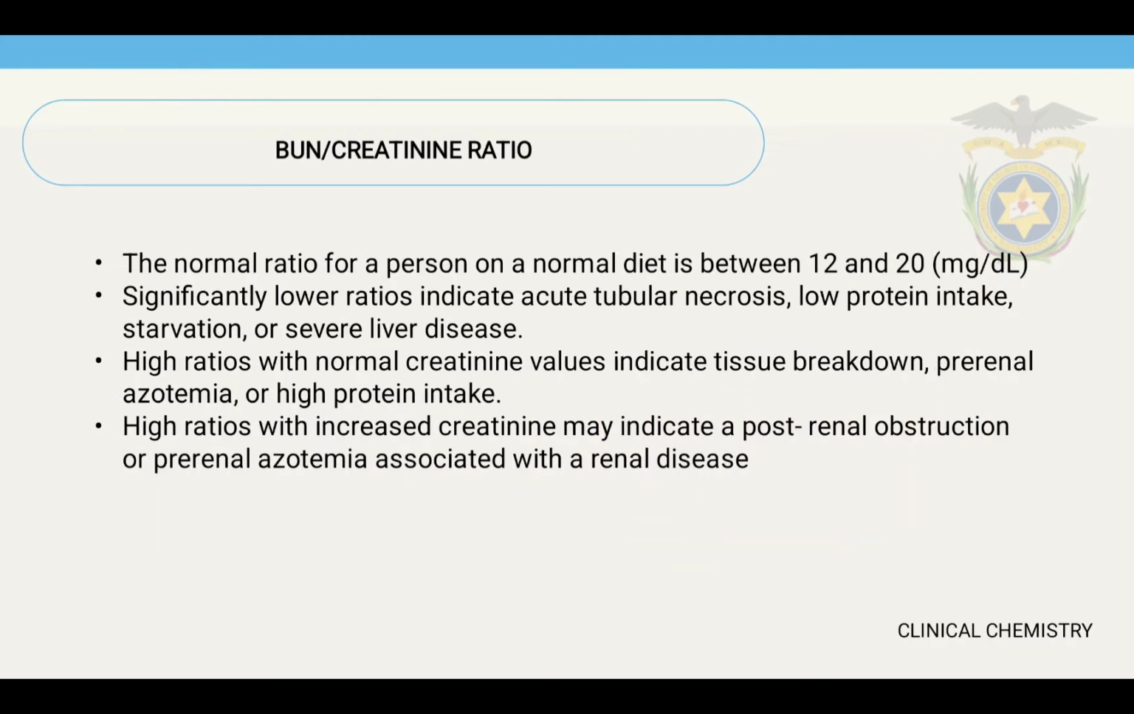So for your BUN to creatinine ratio, the normal ratio for a person on a normal diet is between 12 to 20 milligrams per dL. If the ratio is significantly low, this may indicate acute tubular necrosis, low protein intake, starvation, or severe liver disease. High ratios with normal creatinine values indicate tissue breakdown, pre-renal azotemia, or high protein intake. High ratios with increased creatinine may indicate a post-renal obstruction or pre-renal azotemia associated with a renal disease.